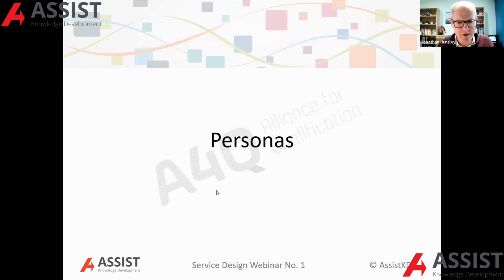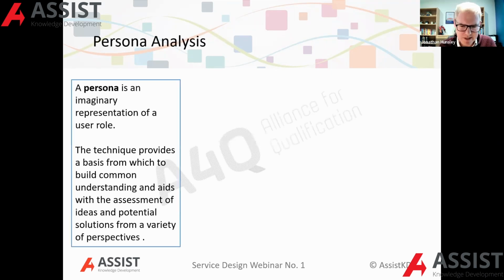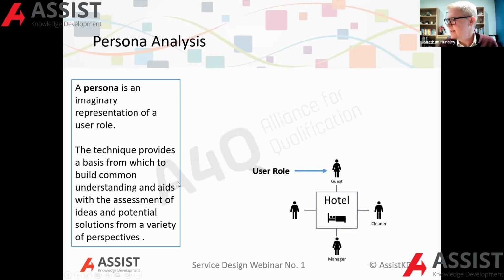The next technique we're going to look at, I think, is slightly more popular, maybe used a bit more often. And it's personas. And I really like personas. What they are, they're an imagined representation of a user role. So they're a technique that is used in addition to or in combination with the user role technique. And let's have a look at an example.